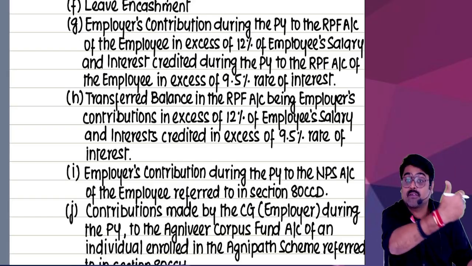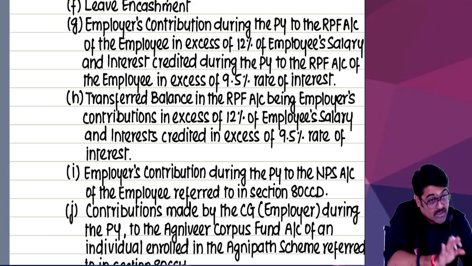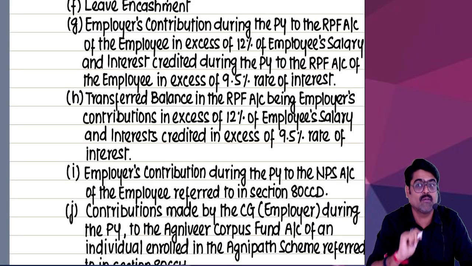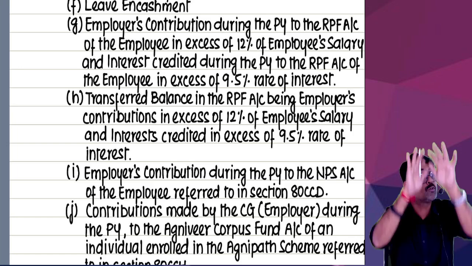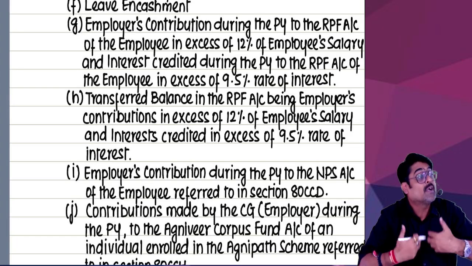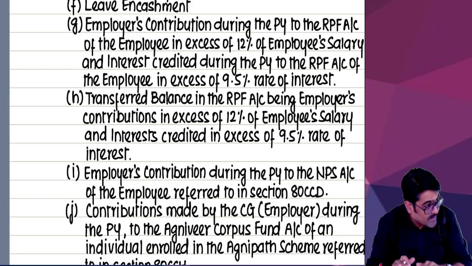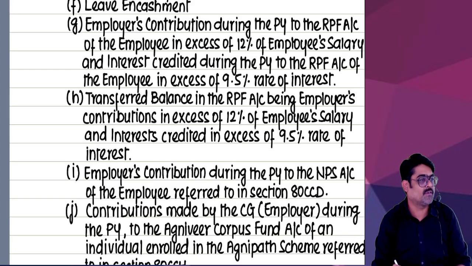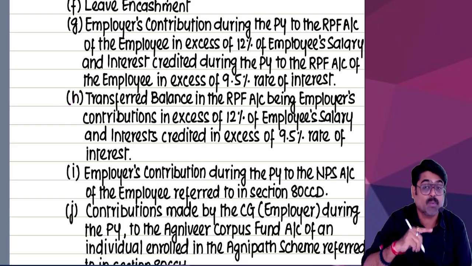Transferred balance. In this transferred balance also, employer's contribution will be there in excess of 12% for these many years. In this transferred balance also, interest credited will be there in excess of 9.5%. So whatever employer's contribution for these many years in excess of 12%, whatever interest credited over and above 9.5%, which is contained in that transferred balance, even that will be treated as your salary. Point number H. Then point number I.